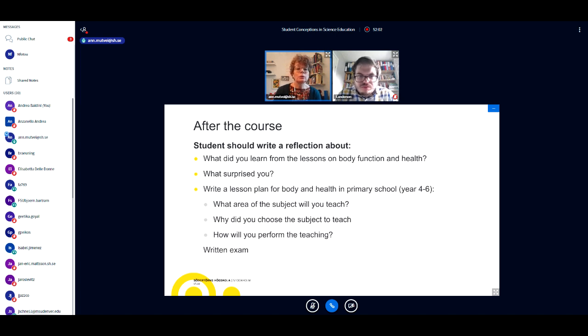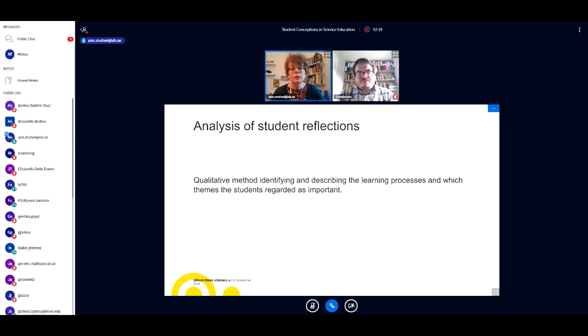And then finally it was a written exam also, a normal written exam, but showing their understanding, a deeper understanding of this connection between digestion and the circulatory system and breathing and so on. So, what I have done is to make a short analysis of students' reflections. I used the qualitative method, identifying and describing the learning processes and which themes the students regarded as important.